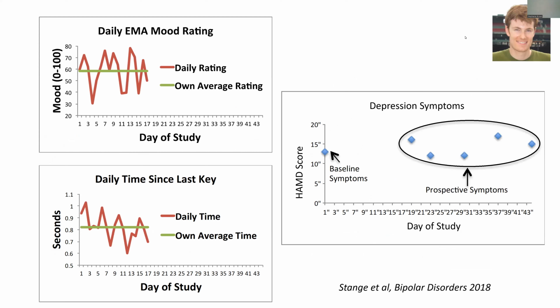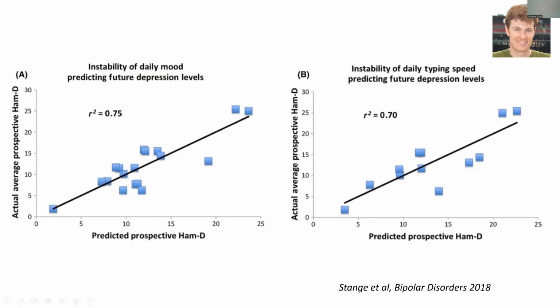And work done by Jonathan Stange, shown here, was looking at whether these typing metrics are not only cross-sectionally associated with depression symptoms, but can they be used to prospectively predict changes in depression? And he looked at instability of mood ratings, shown here in the upper left, as well as instability of typing speed, shown here in the bottom left, to see if they could predict elevations in mood symptoms controlling for baseline symptoms. And he found that, yes, indeed, they do.